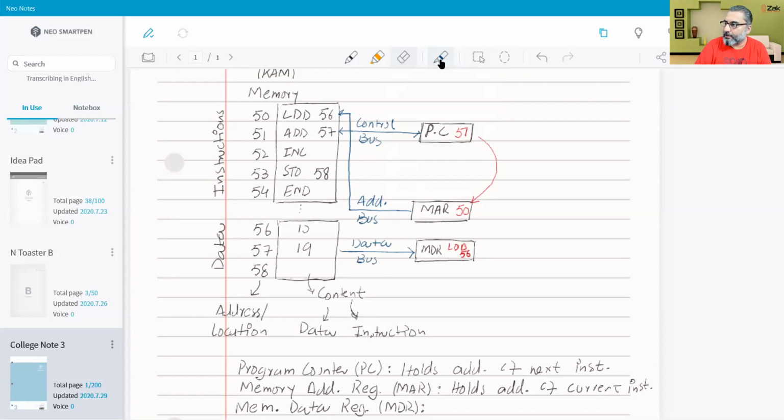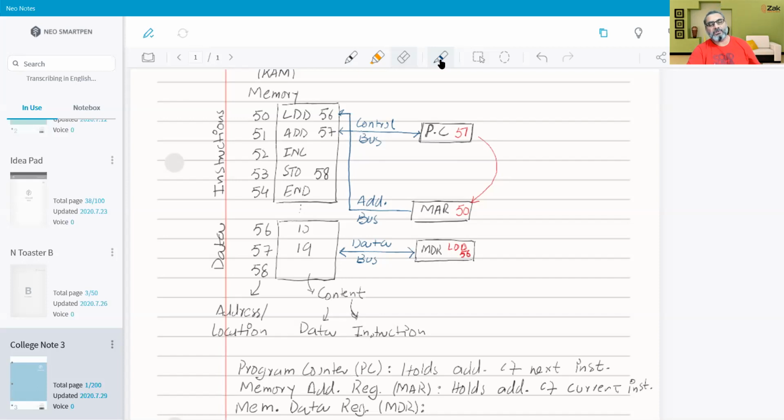All right, what do we call it? Data bus. Okay, so it is not bringing from the part which is actually the data part. It is bringing from the part of the memory whose location is mentioned in MAR.